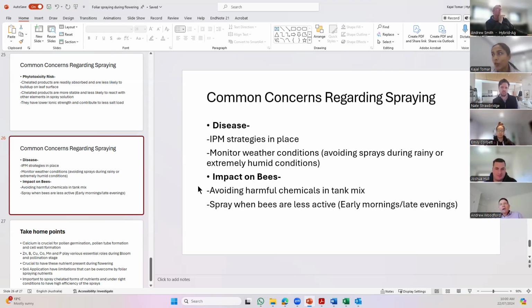This then came out from Smithy, impact on the bees. So obviously, as we talked about, avoid harmful chemicals in the tank mix that will impact the bees, and spray whenever the bees are less active. So that's early morning or late evenings. And I probably should look into more of chelated products and nutrients on impacts on the bees. So I think, yeah, that was just a few things that came out.